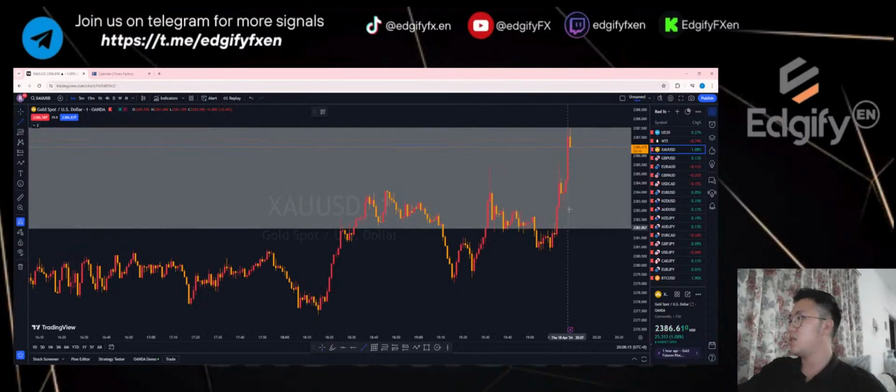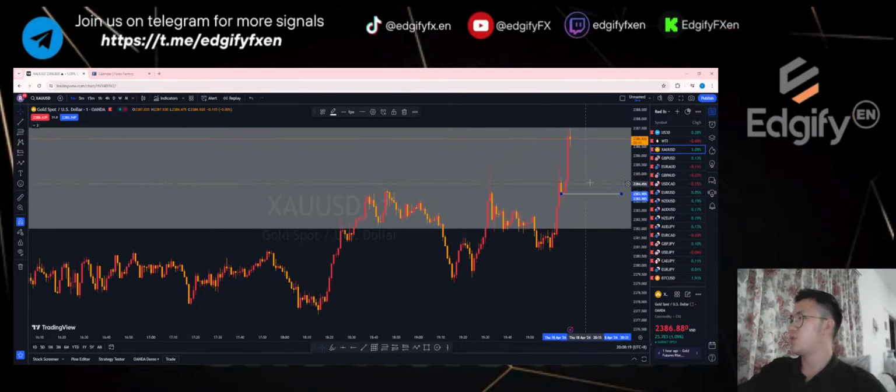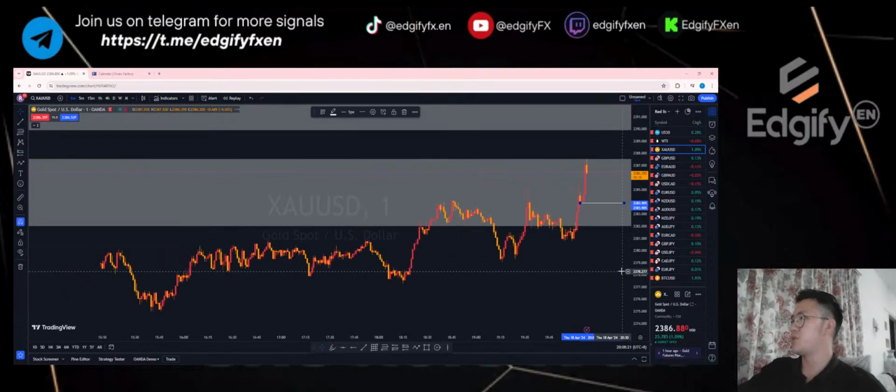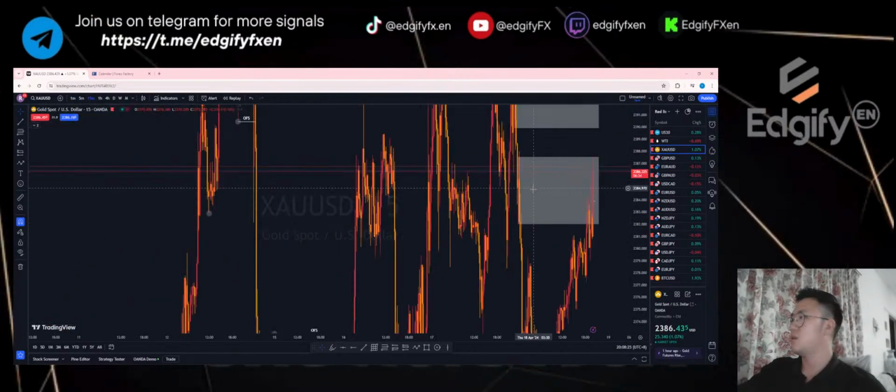On the 1-minute, if I'm going to be aggressive, I'll be looking at somewhere here. As soon as this breaks, I will look for a possible sell position. This will be for gold.